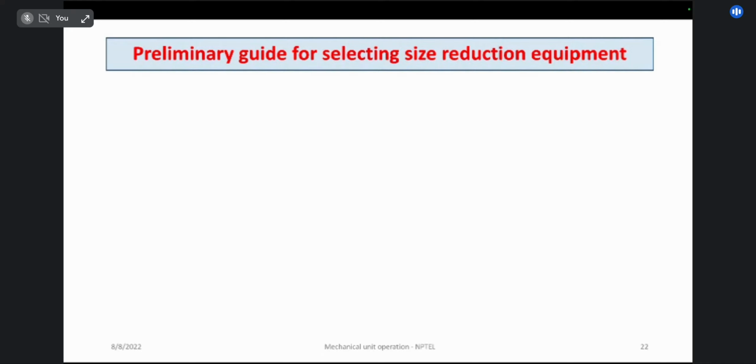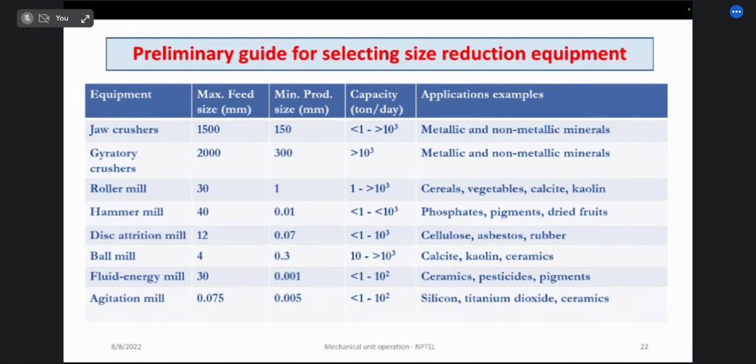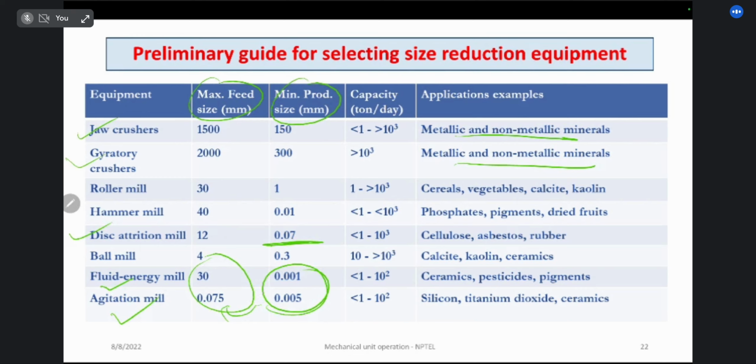Other than this, in this chapter you need to understand the size reduction equipment and how we can select it. For different kinds of operation, application, and requirement, we will use different kinds of size reduction equipment: jaw crushers, gyratory crushers, roller mill, hammer mill, disc attrition mill. Disc attrition mills can give a very small minimum size. Fluid energy mill gives a very fine material product, but the feed is also not much cost. So these are the different kinds of applications. You just go into it and understand.